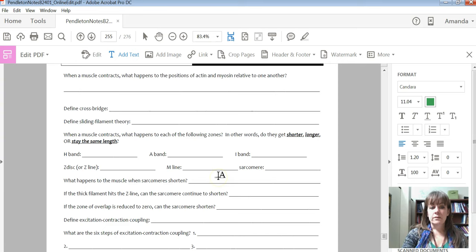Now, what I'd like for you to do here is to describe what's going on when a muscle is contracting, when this sarcomere is contracting. Okay, and so I'm going to go back to the paper model that we created of the sarcomere and go through this with you.